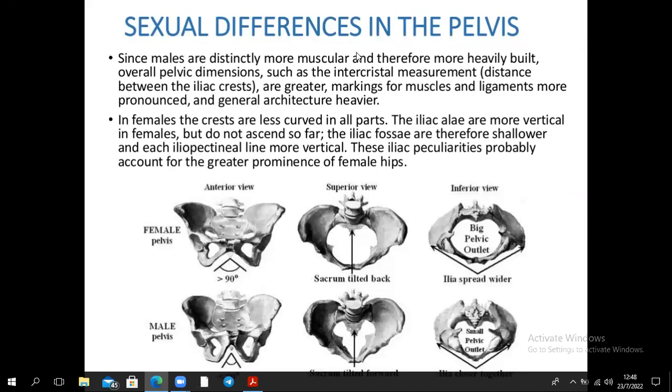Hello and welcome to a discussion on the sexual differences in the pelvis.